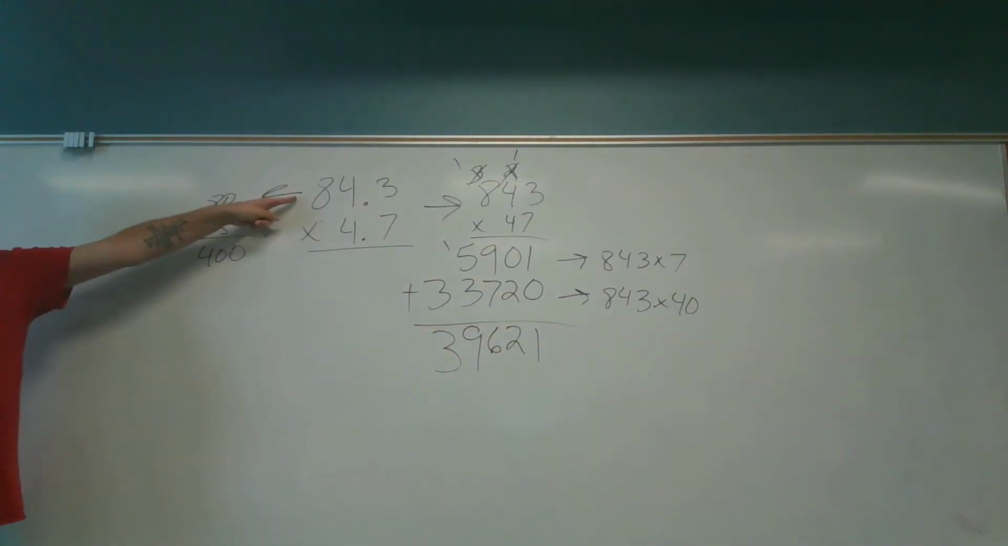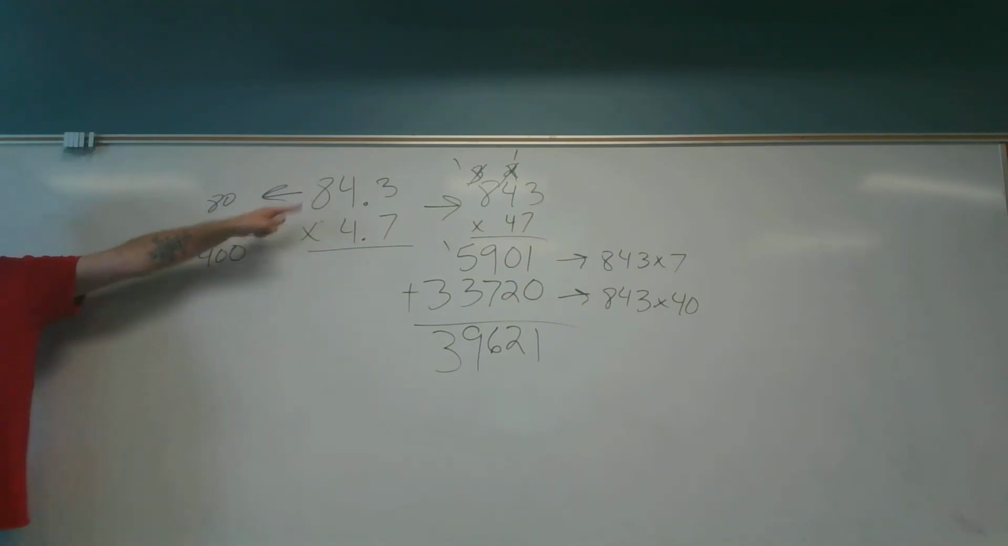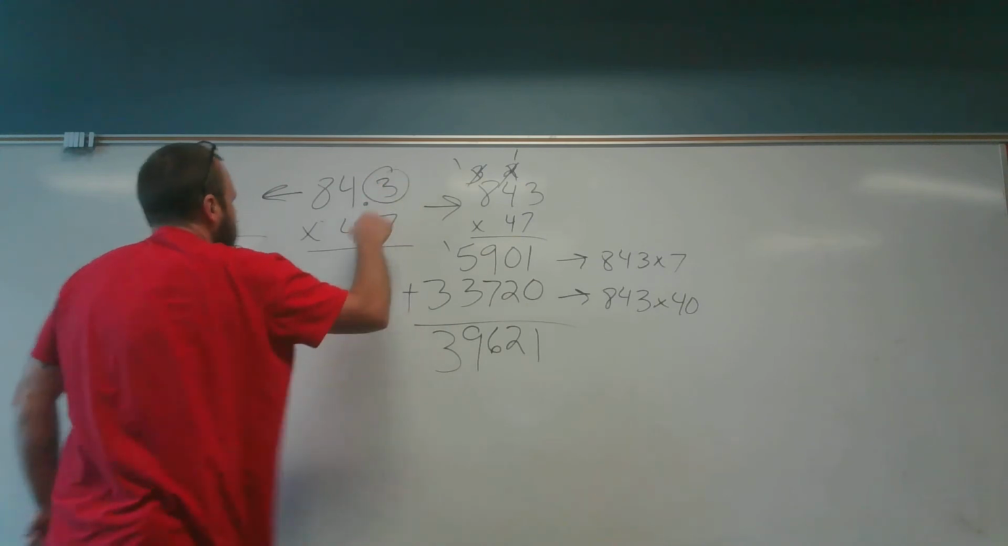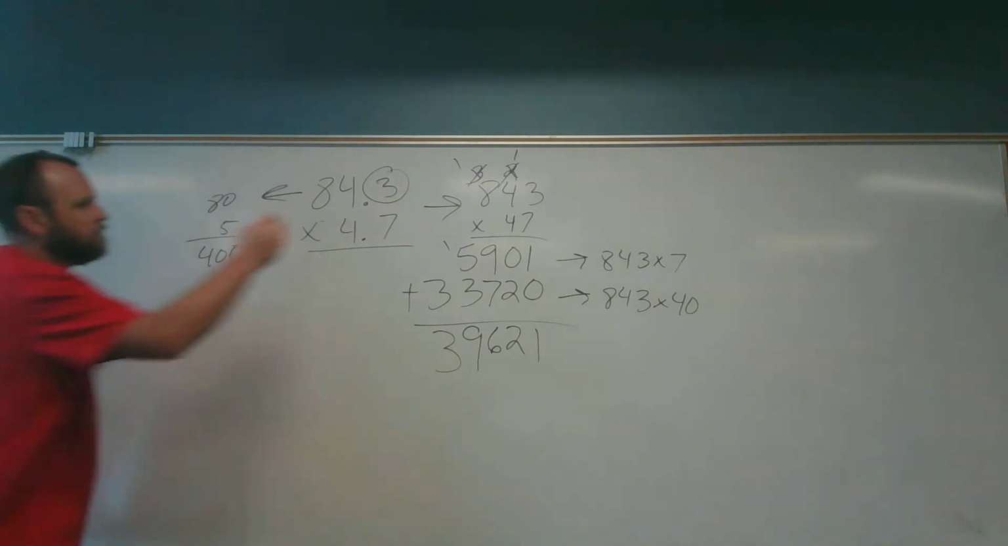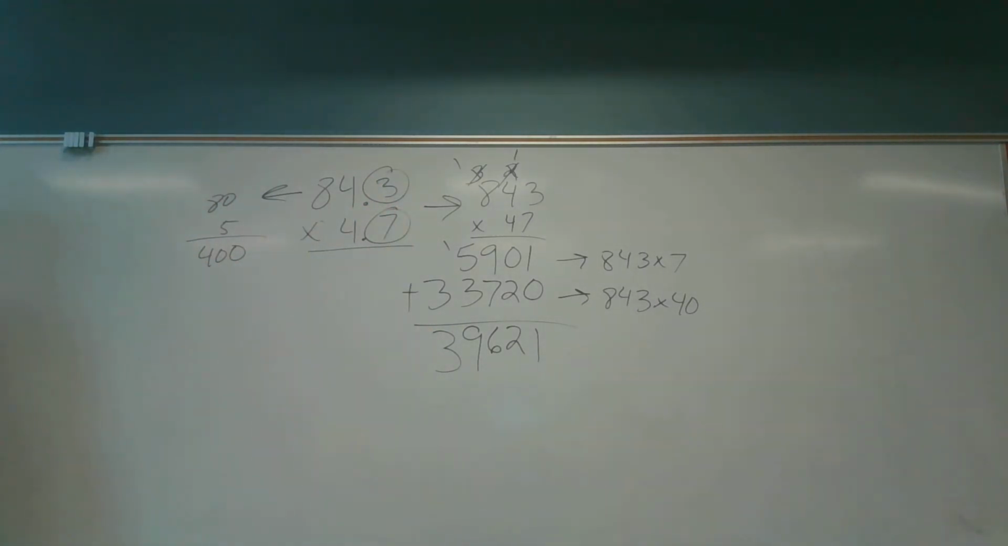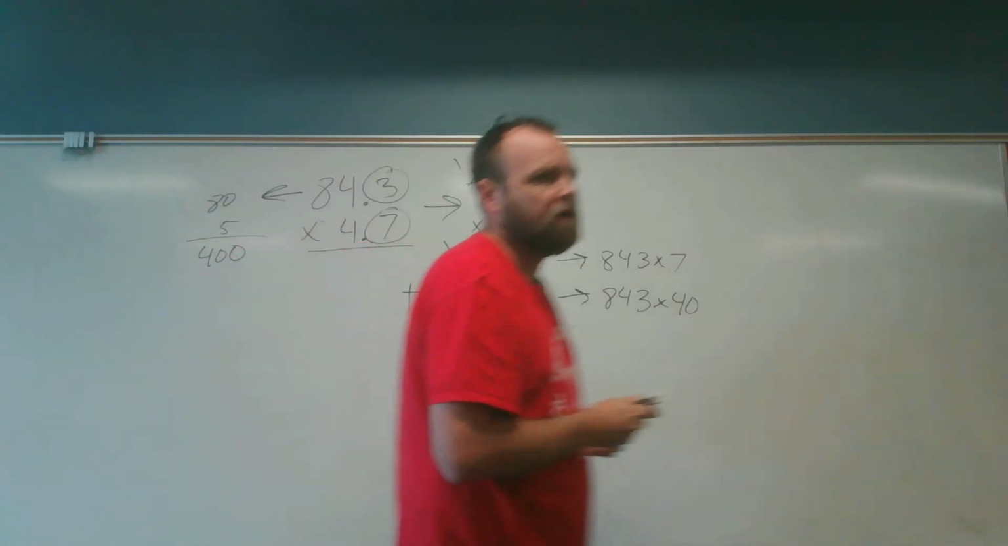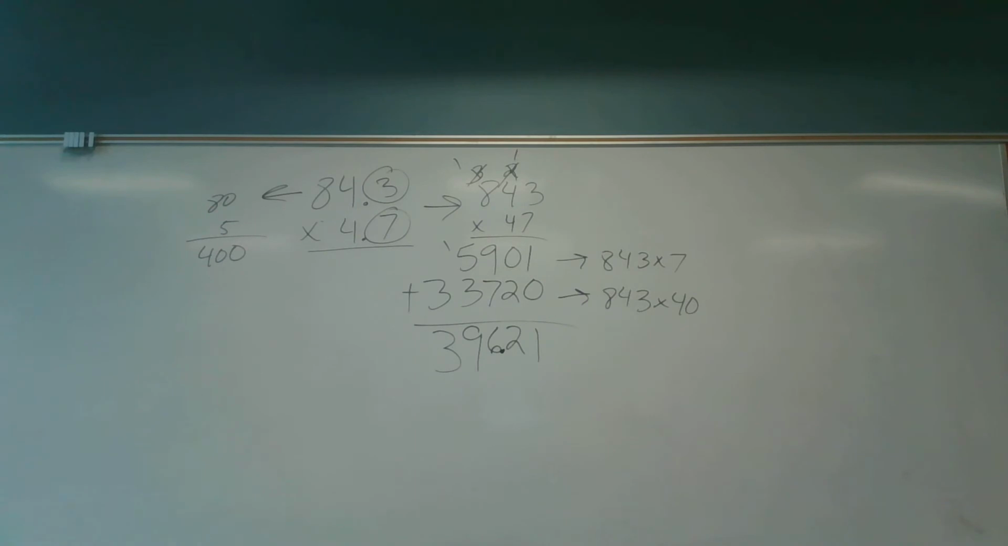This factor has how many numbers behind the decimal point? 1. This factor. 1. How many numbers behind the decimal point then in my product? 2. 396 and 21 hundredths. Is that close to our estimate, Cade? Yes.